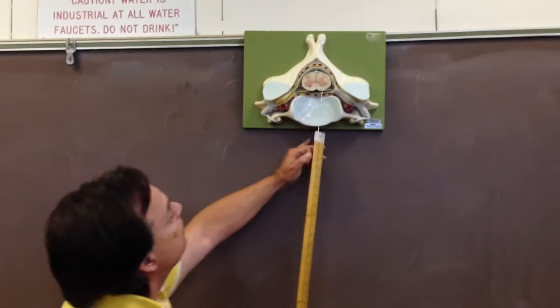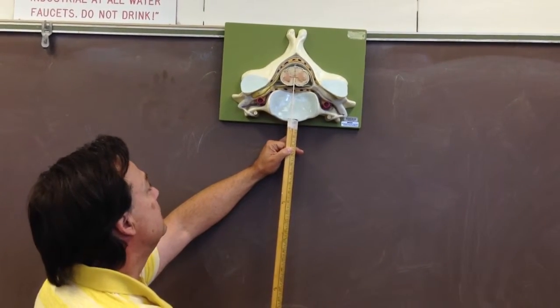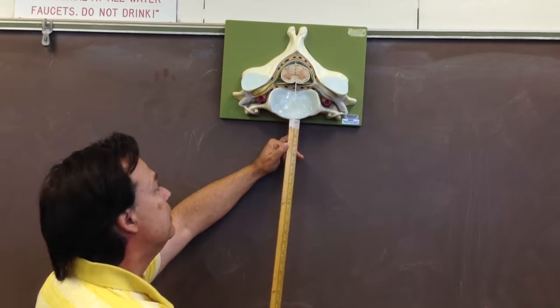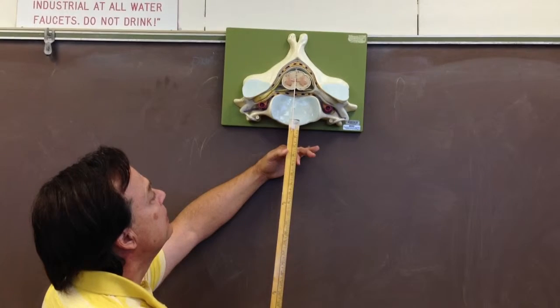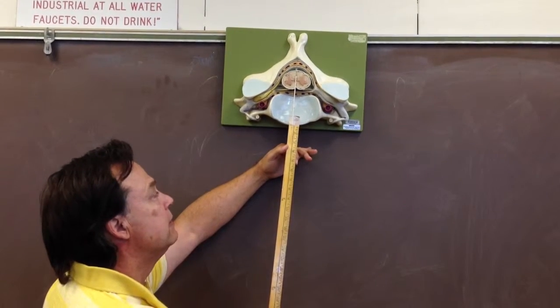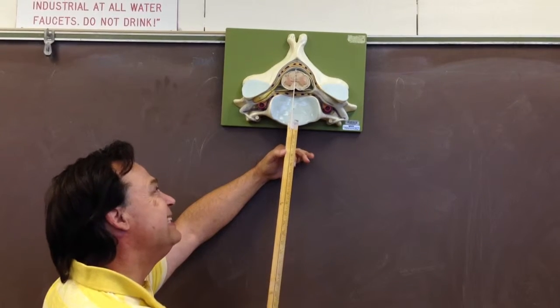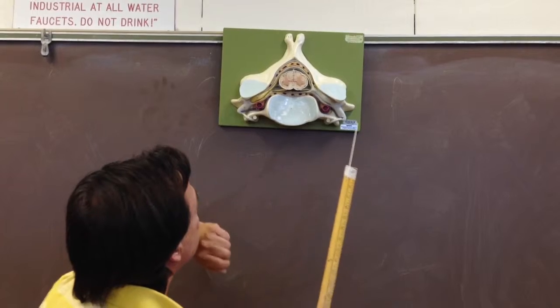And then this structure right here, anterior median fissure, because it's anterior, it's in the middle, and it's deep, so it's a fissure. This is the posterior median sulcus, because it's posterior, it's in the middle, and it's not as deep as this one, so it's called the sulcus.